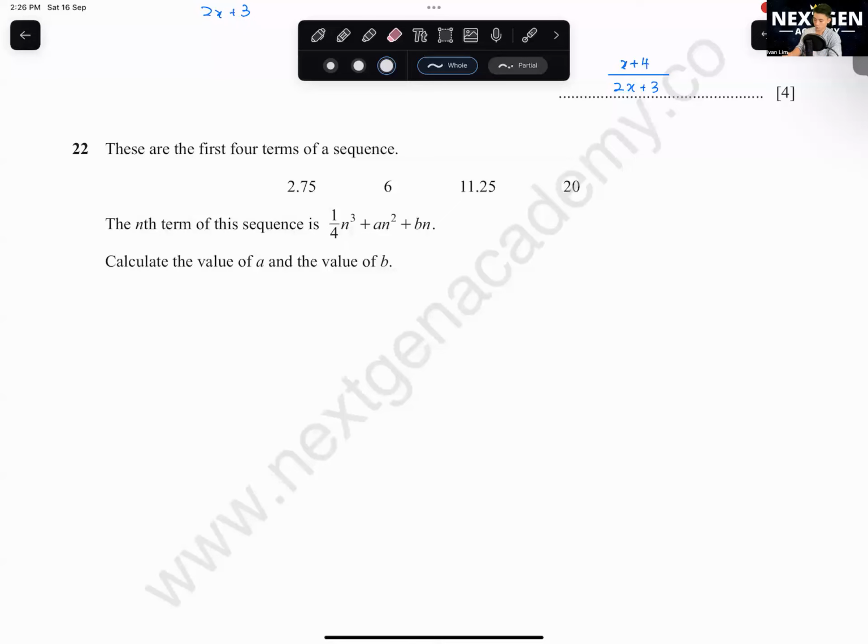All right. So when n equals 1, my t1 is equal to 2.75. I'm going to use this equation here: 1 cubed plus a times 1 squared plus b times 1 equals 2.75. If we simplify this equation, you should get a plus b equals 2.5. You bring the 1 over 4 to the right hand side, then a and b, just leave on the left hand side.